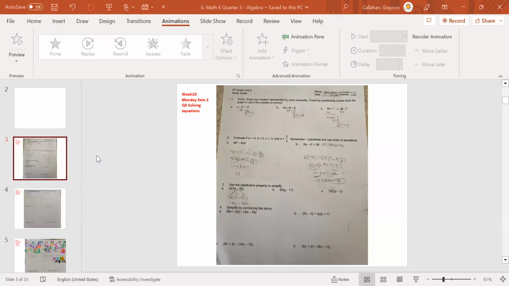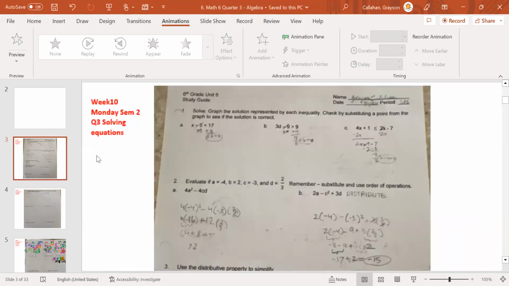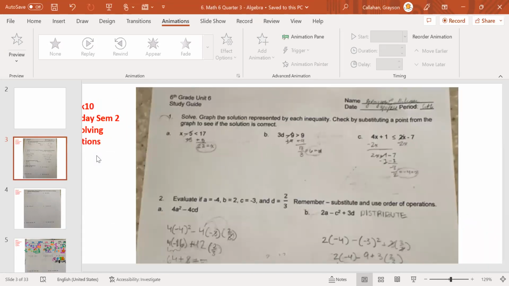Okay, so today is week 10 Monday semester 2. This is a study guide for solving equations for math 6 quarter 3.